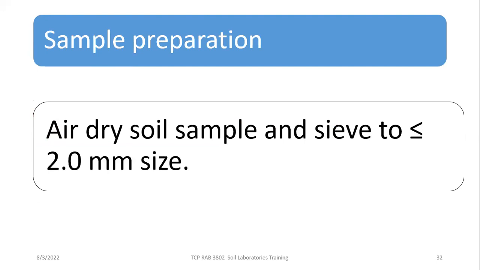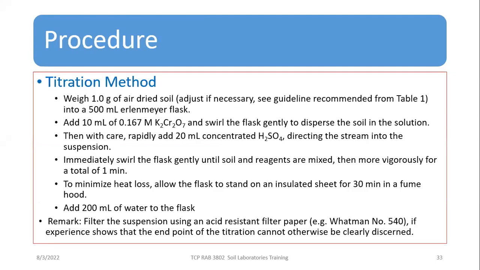For sample preparation, air dry soil samples that pass a sieve of 2 millimeters or less. For the procedure for the titration method, take about 1 gram of air dry soil, depending on the expected percent of organic matter, but adjust if necessary, see the guidelines recommended in Table 1.